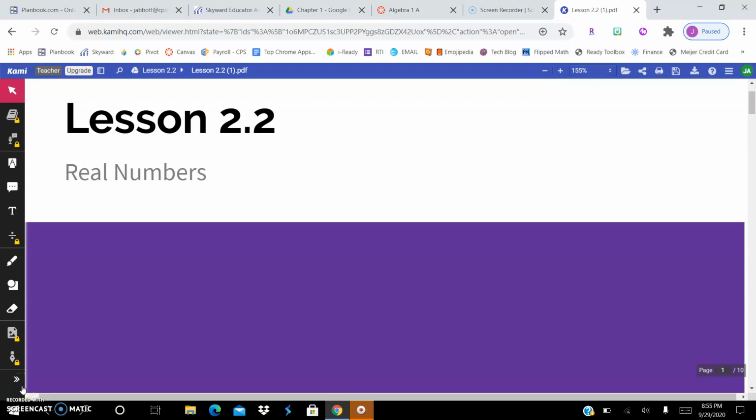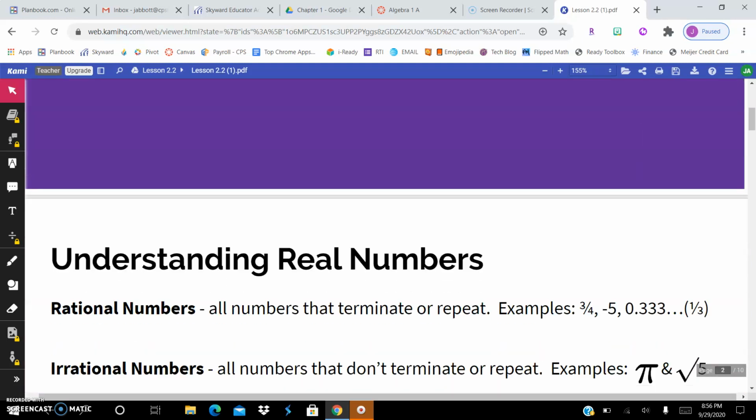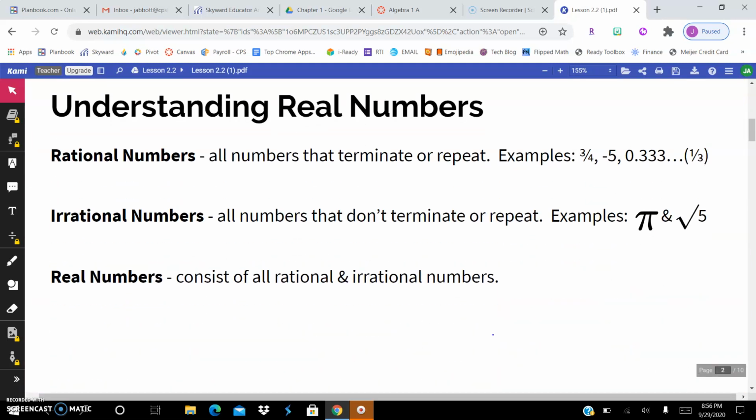We are moving into lesson 2.2 today, and we are going to be talking about real numbers. So understanding real numbers, we have three vocab words here. The first one is rational numbers, and those are all numbers that terminate or repeat. Terminate means they're going to end, so they stop. Or they can repeat, which means they continue going on forever. So examples are 3/4, -5, 0.3 repeating, which is the same thing as 1/3. Those are all rational numbers.